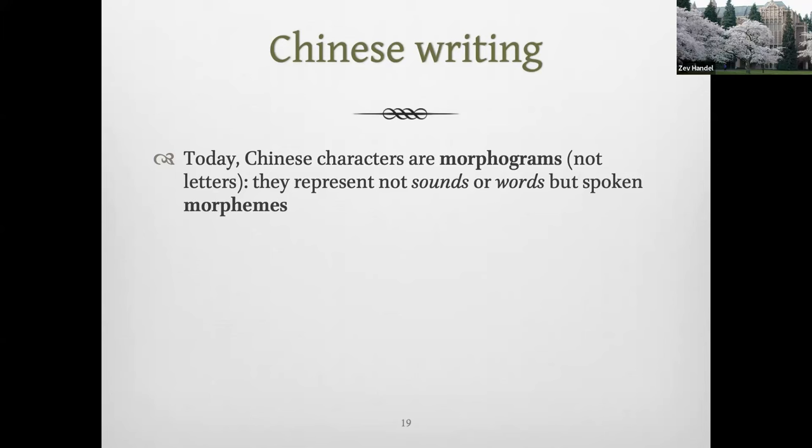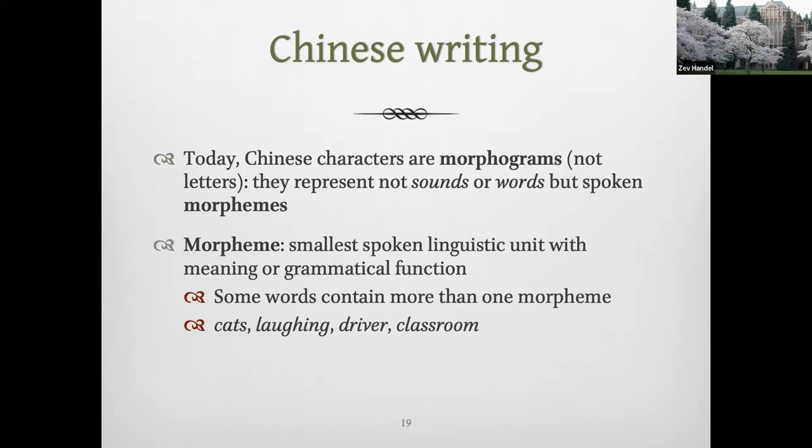They are what we call morphograms, which means that each character represents a unit of speech that we call a morpheme. What is a morpheme? A morpheme is a building block of a word. The morpheme is the smallest component of a word that is indivisible and has sound and meaning.